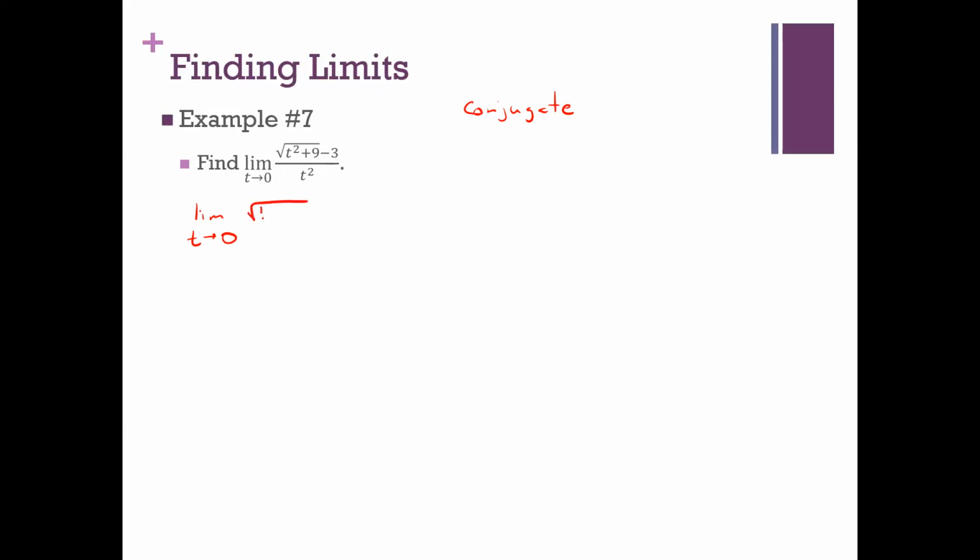So let's start with what I gave you. Radical of t squared plus 9 minus 3 over t squared. But then I'm going to multiply this function by this very strange expression of the number 1. Square root of t squared plus 9 plus 3 over square root of t squared plus 9 plus 3. I want to pause there because I'm not going to assume that all of you have seen this approach before.